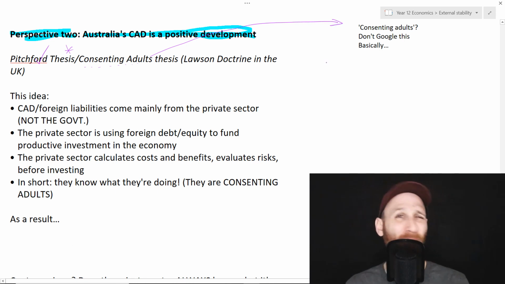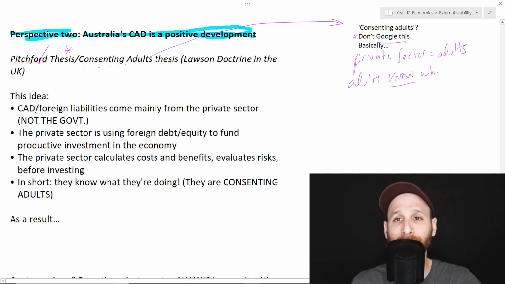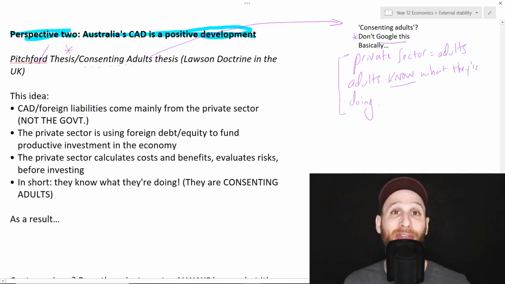Some people might be like, what does consenting adults mean? I essentially ask you, please don't Google this. You will be a bit shocked that it's used in an economic context. For our purposes, what it's saying here is that the private sector in this analogy or in this idea are considered adults in an economy. And adults know what they're doing, right? And we're going to explain this point, but that's what we mean by consenting adults thesis.